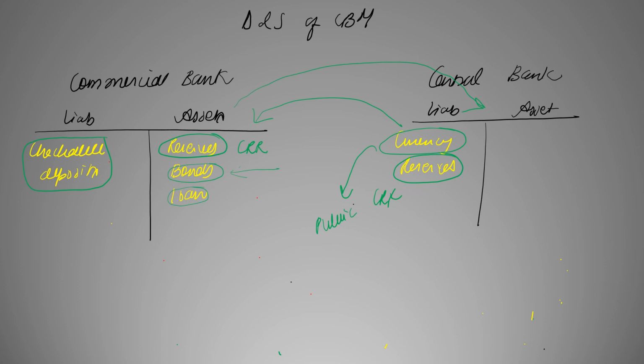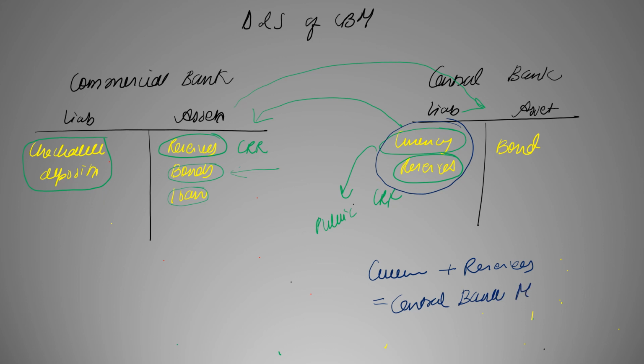Now coming to the asset side, the central bank's asset is bonds. Bonds are exactly the instrument that they use to reduce or increase the money supply. So yes, these are the two parts of the central bank's balance sheet that we needed to discuss. Also, a very important conclusion is that this liability part over here, which consists of currency plus reserve, actually makes up the central bank money.